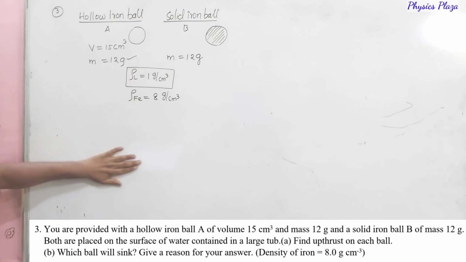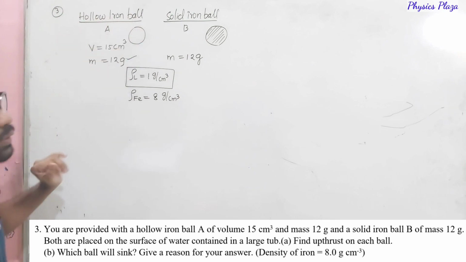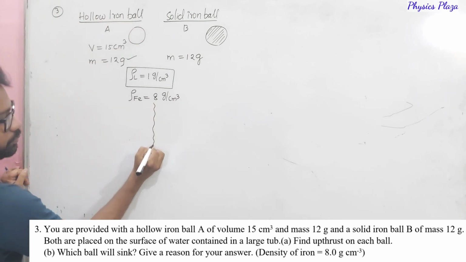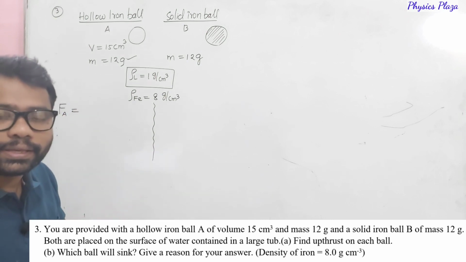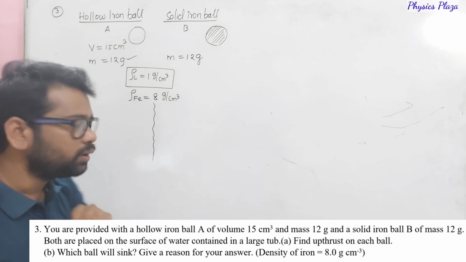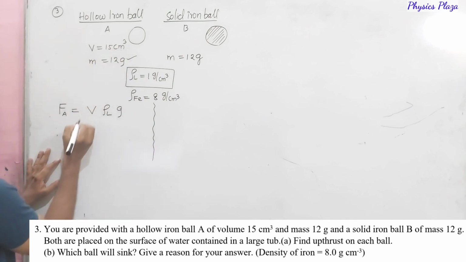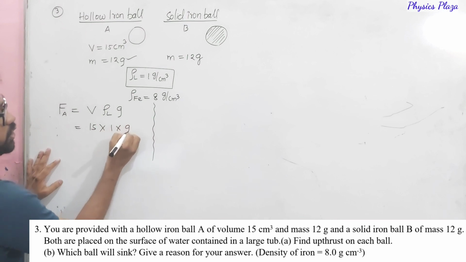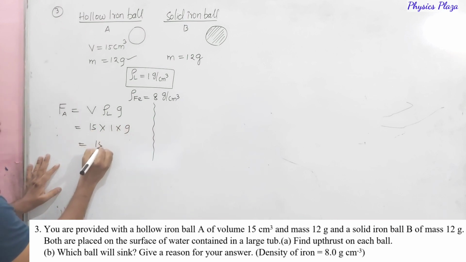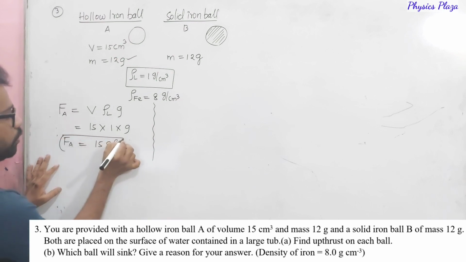Now look here, children. First let us calculate the upthrust acting on the hollow iron ball. Let us say the upthrust acting on A is FA. We know the formula: volume of the body, density of the liquid, into g. Volume is given as 15, and density of the liquid is 1, into g. So this can be written as 15 gram force. Children, this is the buoyant force acting on the hollow iron ball.